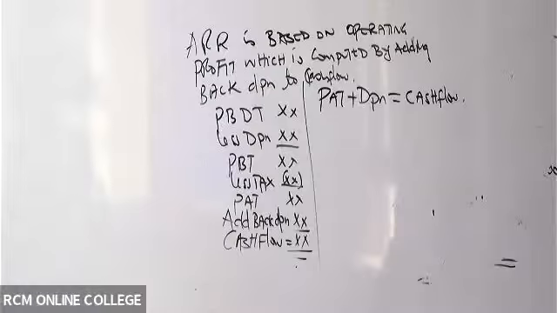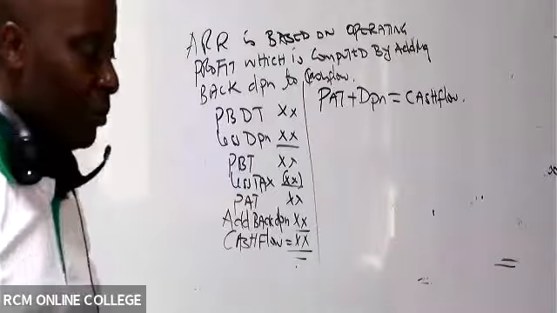So ARR is based on operating profit, which is computed by adding back depreciation to our cash flow. We shall take a break, ladies and gentlemen, not 5, but 10 minutes. When we come back, that is where we shall pick from. So exactly 10 minutes, and ensure that you take a glass of water.